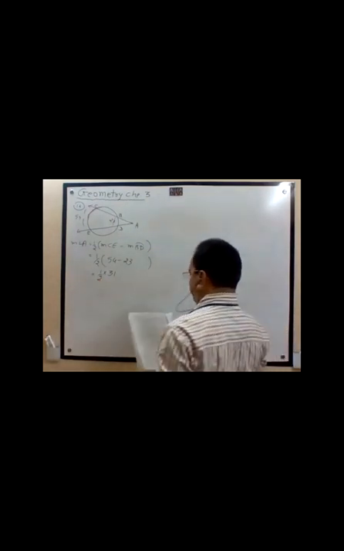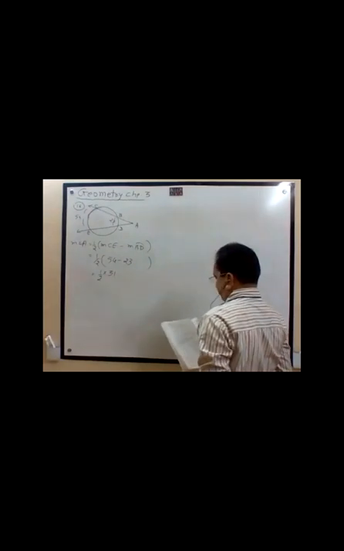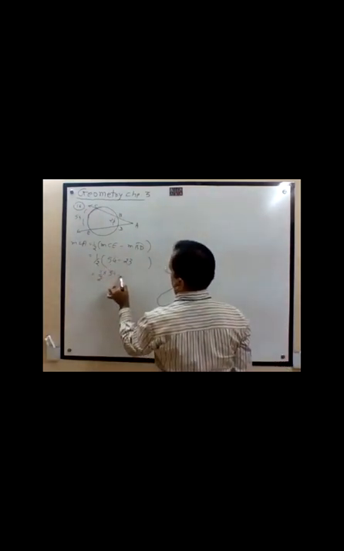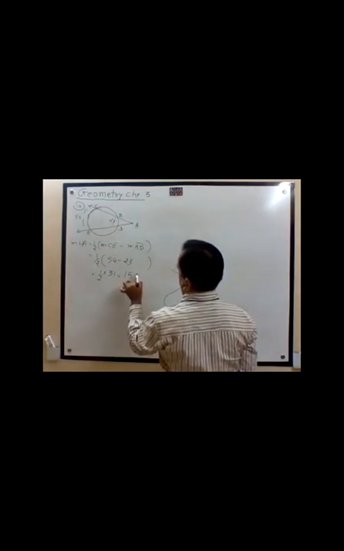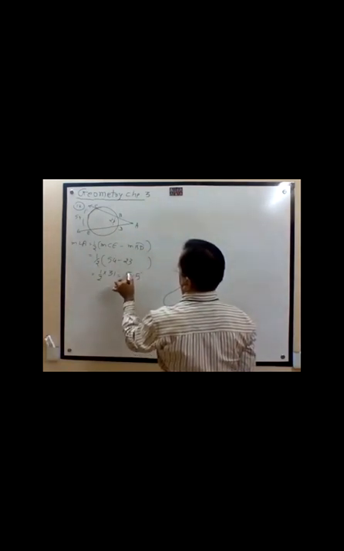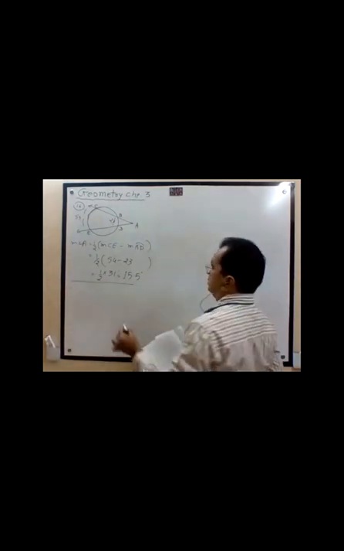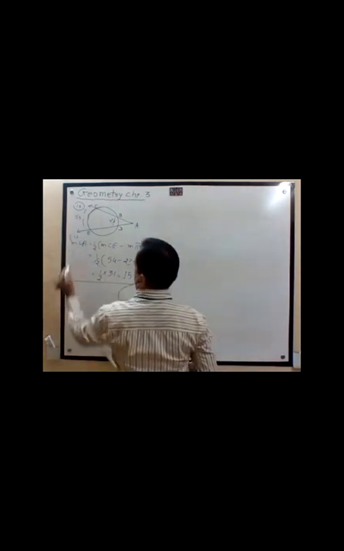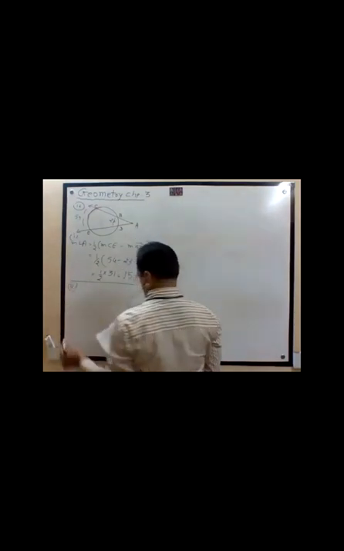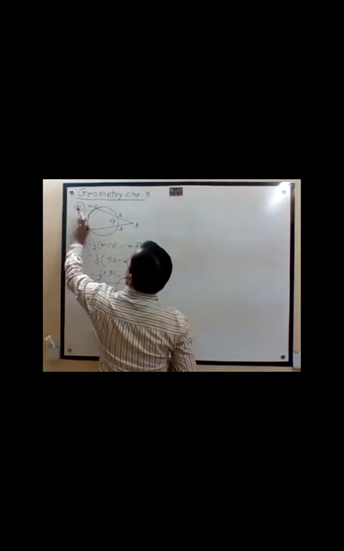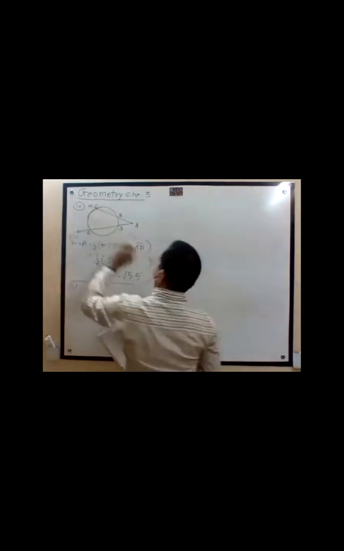Correct. 54 minus 23, 31 half. Fifteen and a half. This is your question number 1. Now sub question 2. Now, no need of this. Now segment wise.